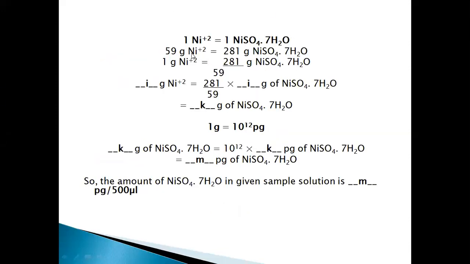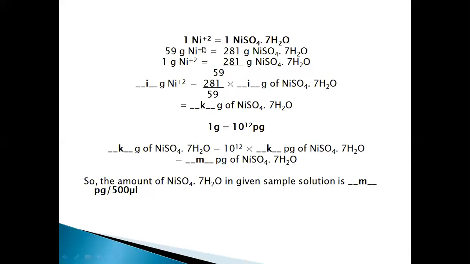Now we will calculate with the help of the amount of nickel sulfate. If you just have a look at the formula of nickel sulfate, how many nickel atoms are present in the formula of nickel sulfate heptahydrate? See, only 1 nickel. So just by looking at the formula, we can find out the mole ratio between nickel and nickel sulfate. So 1 mole of nickel is equal to 1 mole of nickel sulfate.